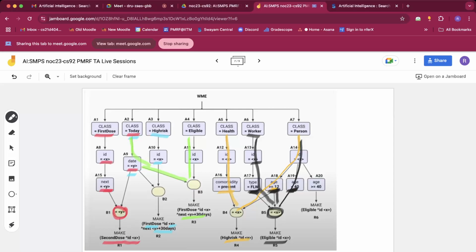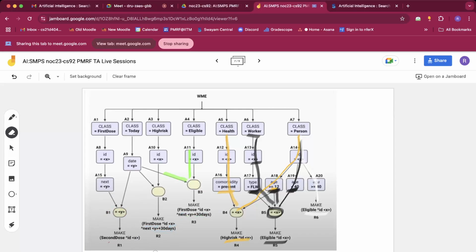Okay, and the final rule tells us that, with information coming from this particular source, if the age of a person with ID X is greater than or equal to 40, then directly that person is eligible for vaccination. So these are the different ways we have represented the different rules given to us through this network system.